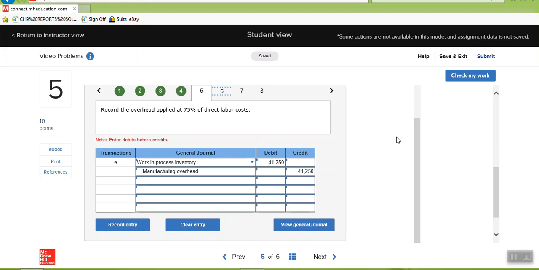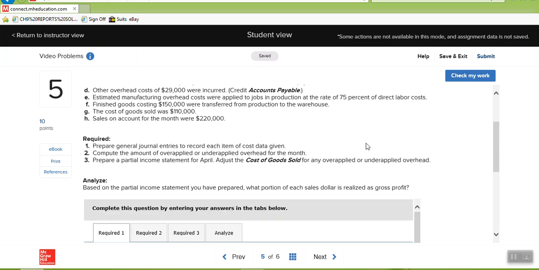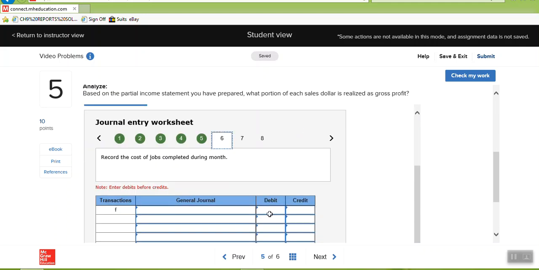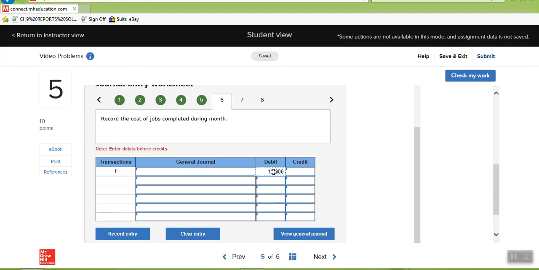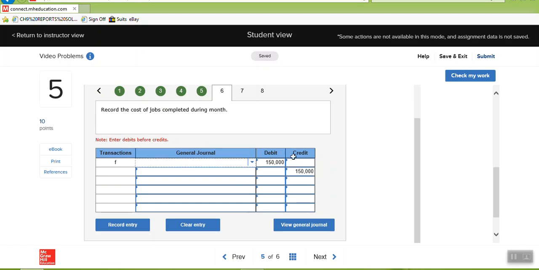And then the next one says record the cost of jobs completed during the month. This says finished goods costing $150,000 were transferred from production to the warehouse. So that's what you've completed, $150,000 worth of stuff. I need one more zero there. All right, so for us to transfer, we have actually finished $150,000 worth of stuff.